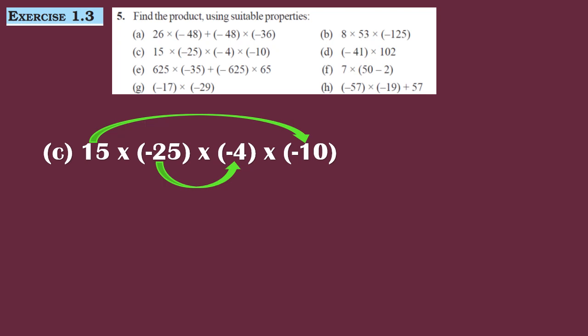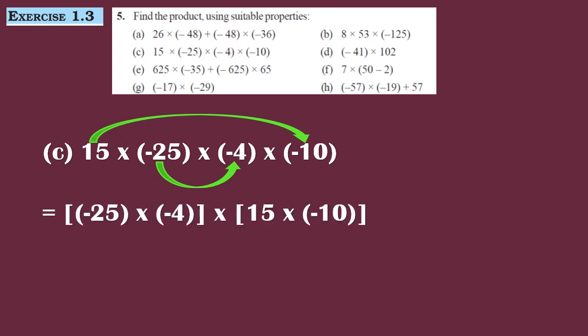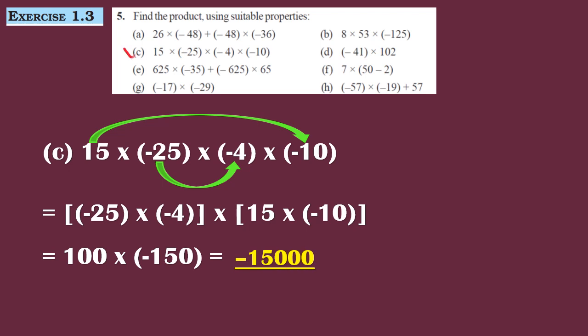So let us rewrite it. So minus 25 into minus 4, one term in a bracket, into 15 into minus 10. That means 100 into 15 into minus 10, positive into negative, minus 150. So again positive into negative, so the answer is negative. So it is minus 15,000.